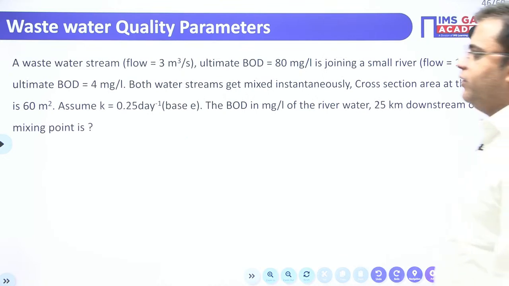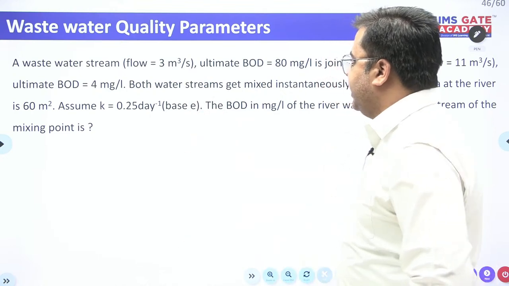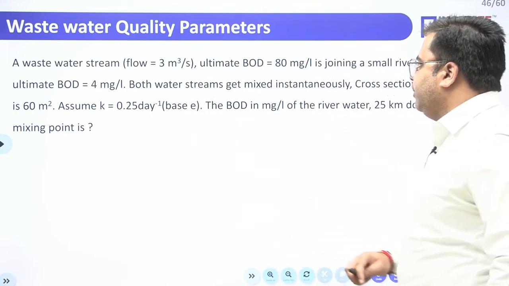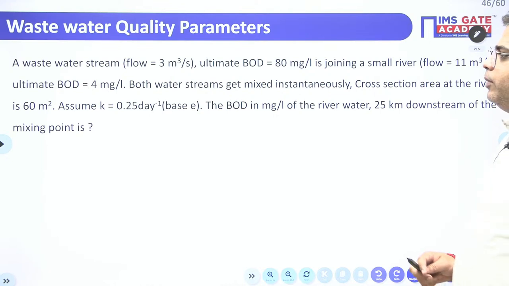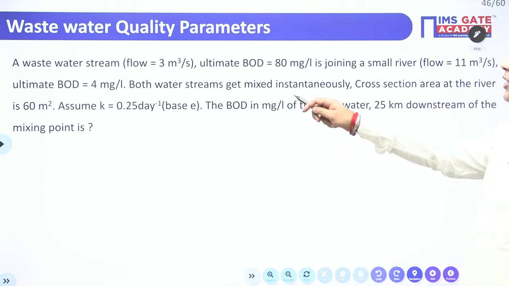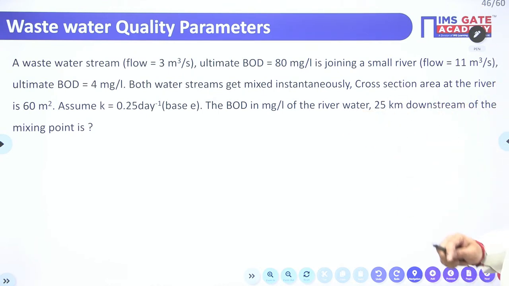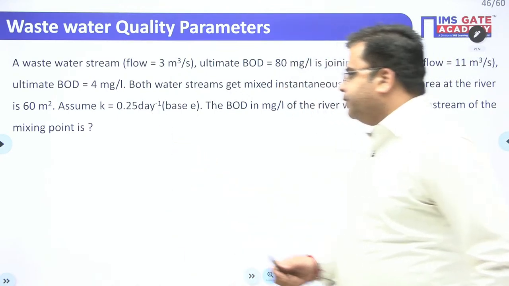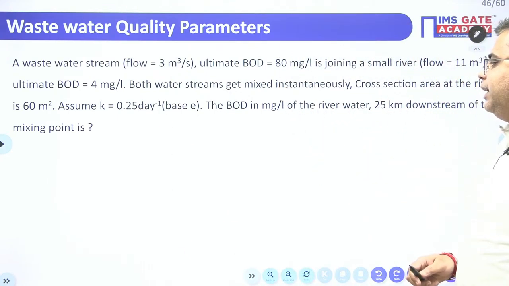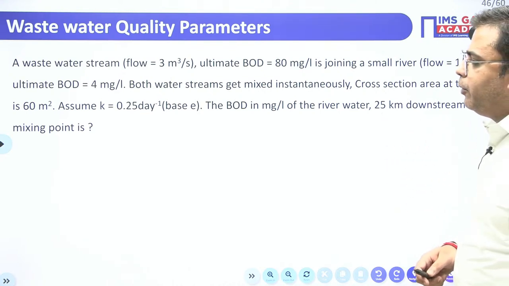We have a next question which says that a wastewater stream has a flow of 3 meter cube per second and the ultimate BOD of 80 milligram per liter, is joining a small river flow of 11 meter cube per second having ultimate BOD of 4 milligram per liter. Both the water streams get mixed instantaneously. Cross-sectional area of the river is 60 meter square. Assume the value of K as 0.25 per day. The BOD in milligram per liter of the river water 25 kilometers downstream from the point of mixing is.